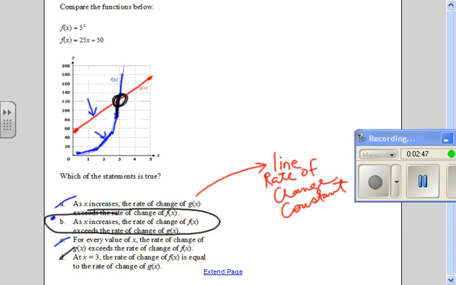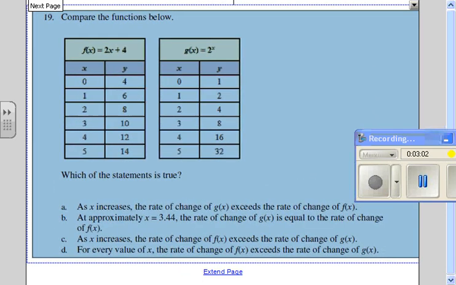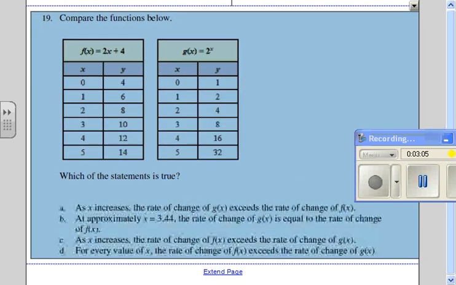Okay? Keep in mind, there's a difference between location and how fast it's changing. How fast it's changing has to do with steepness. Location has to do with its y value. Okay? And that's a comparison of linear and exponential. So your redemption problem is essentially the same thing, but rather than looking at an equation, you're looking at a chart and you're comparing the functions below.